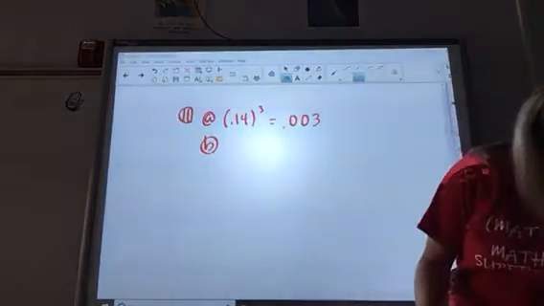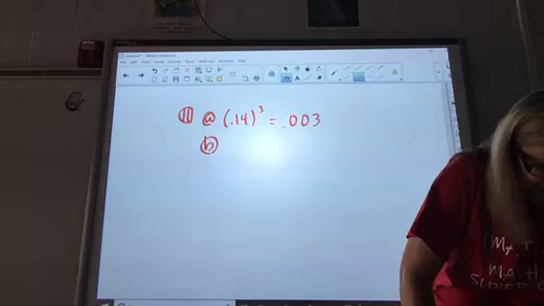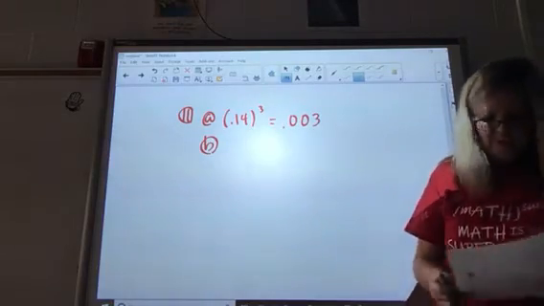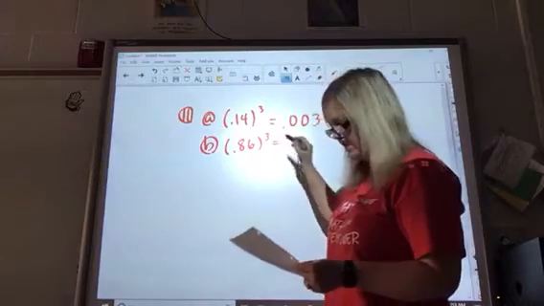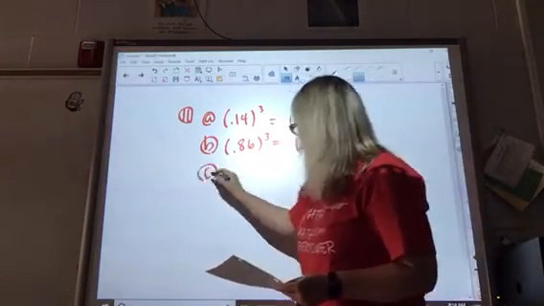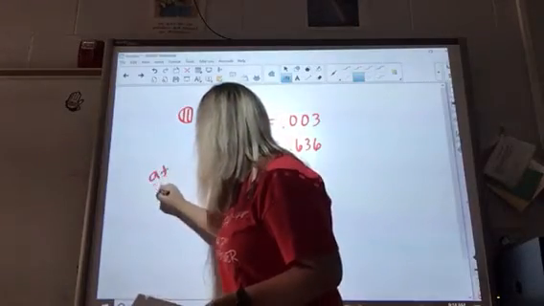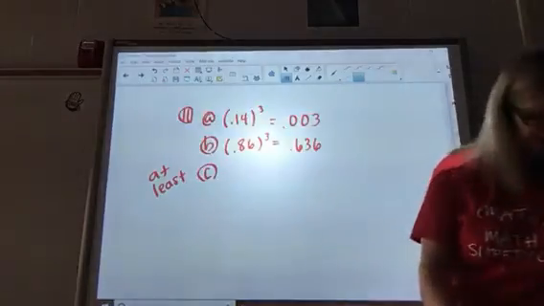Okay, 11B says all 3 had cable TV. So that's going to be 0.86 to the third, which is 0.636. And now C is a tough one. This is a special case which talks about at least.